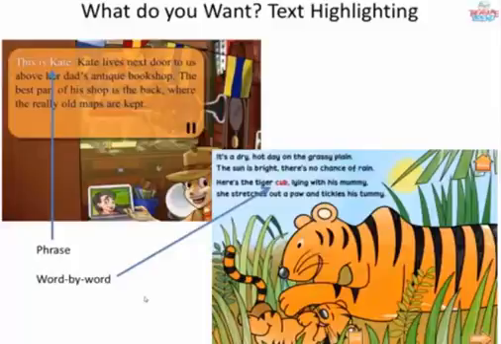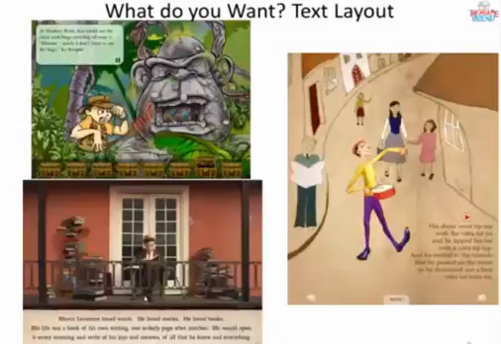Now text highlighting goes away when the read to me mode is not on. So if you're reading something by yourself, then of course the text highlighting is not on. Now when it comes to text layout, there are a lot of different approaches, so you'll look at different apps, but I've put 3 here, and what design you use will depend on what your objective is with text.